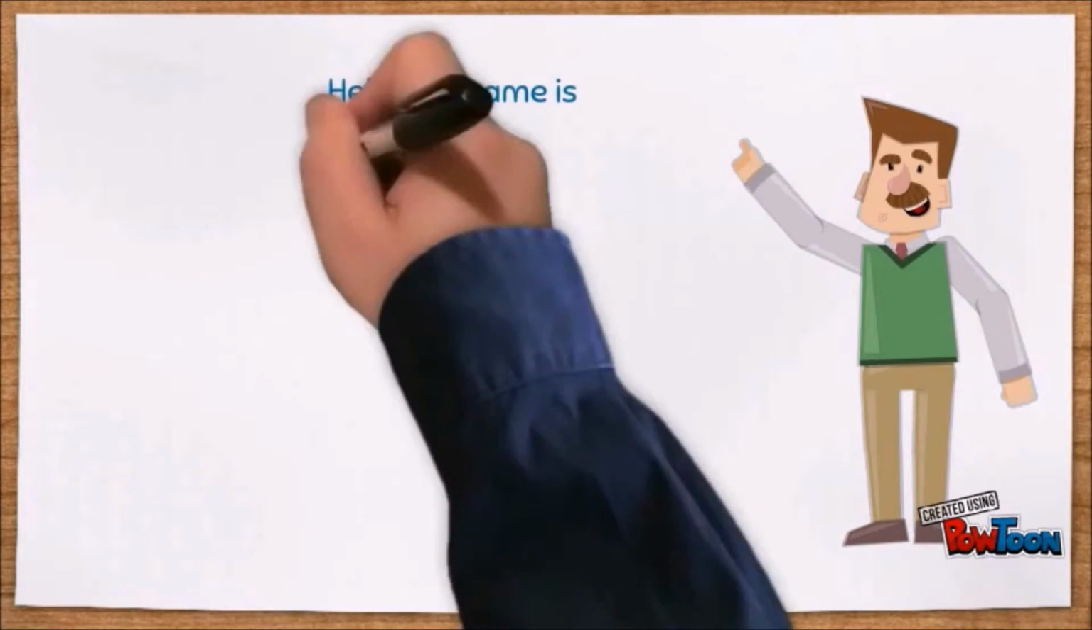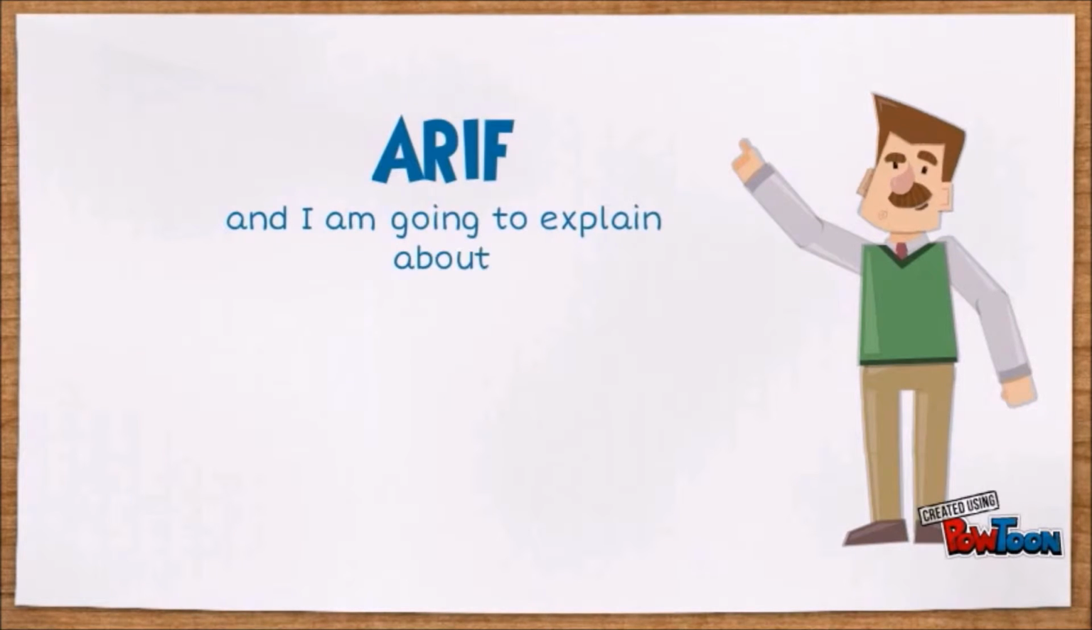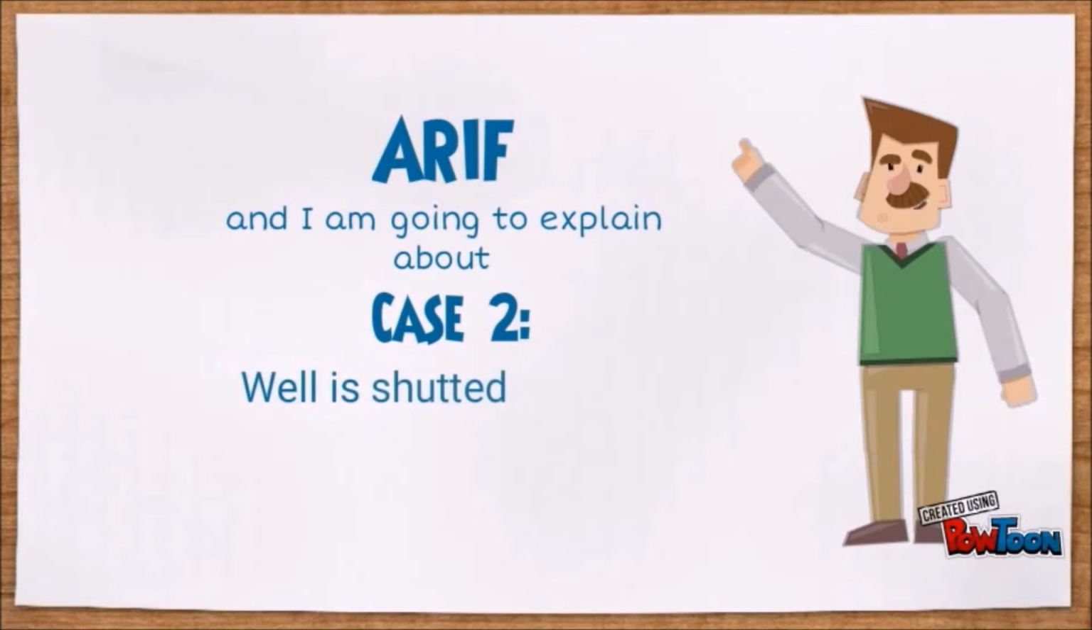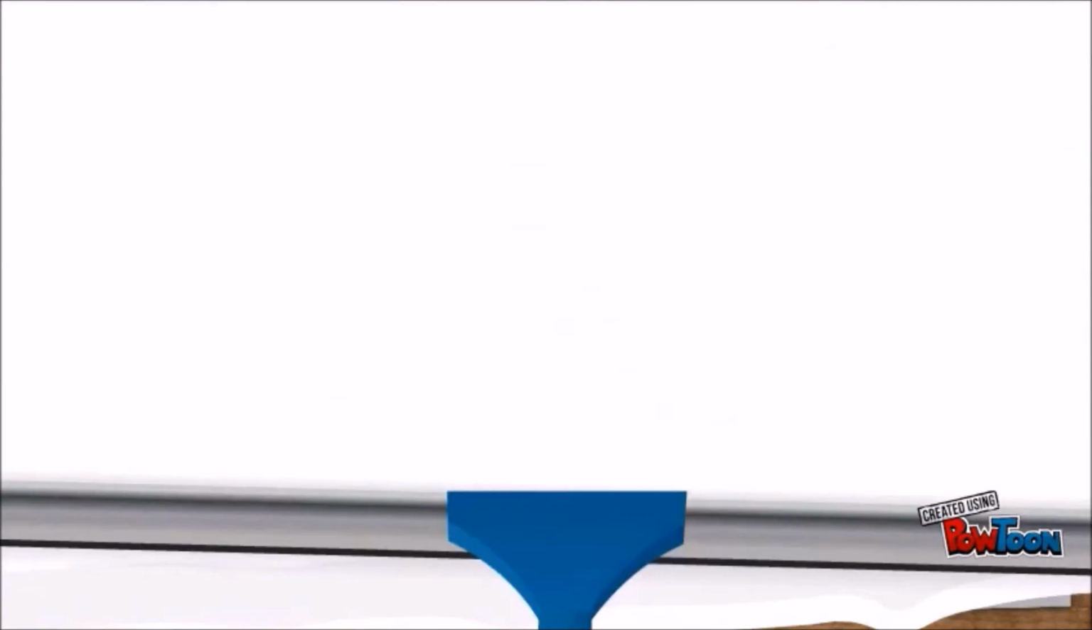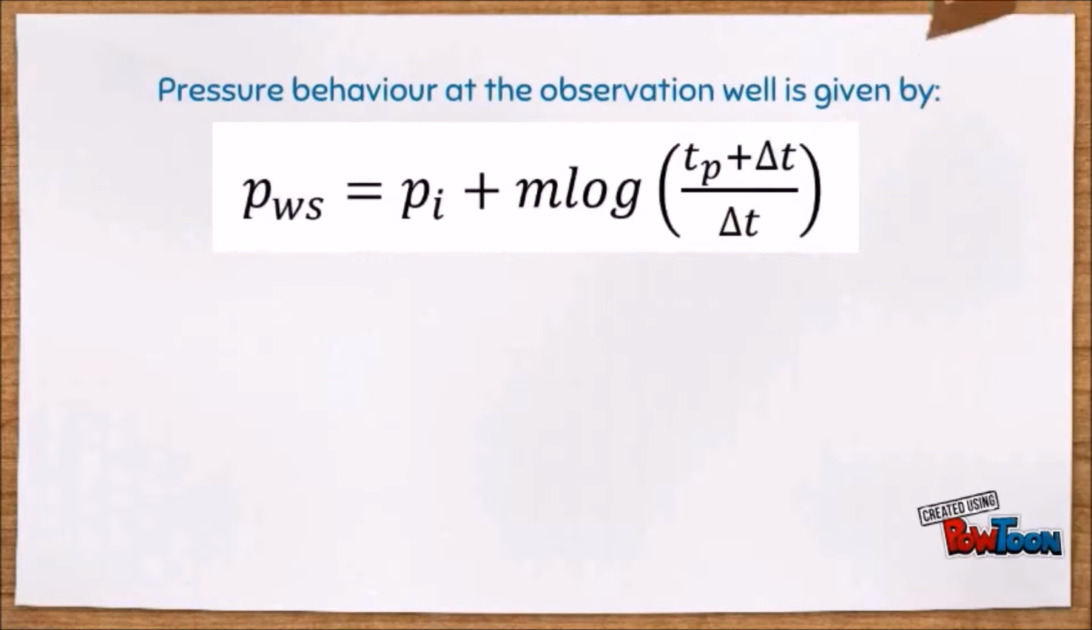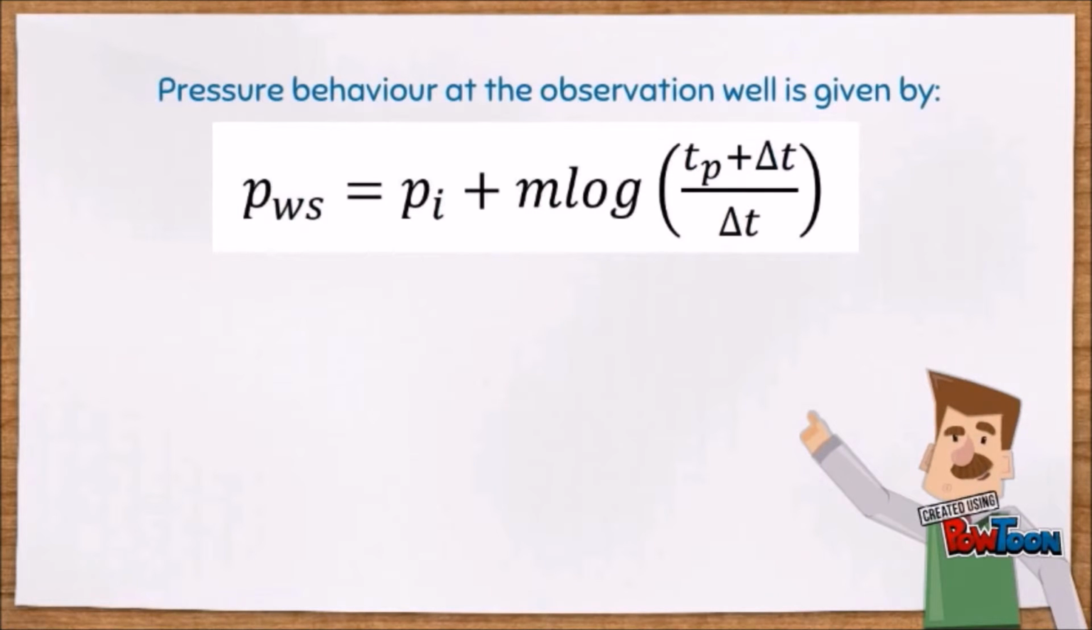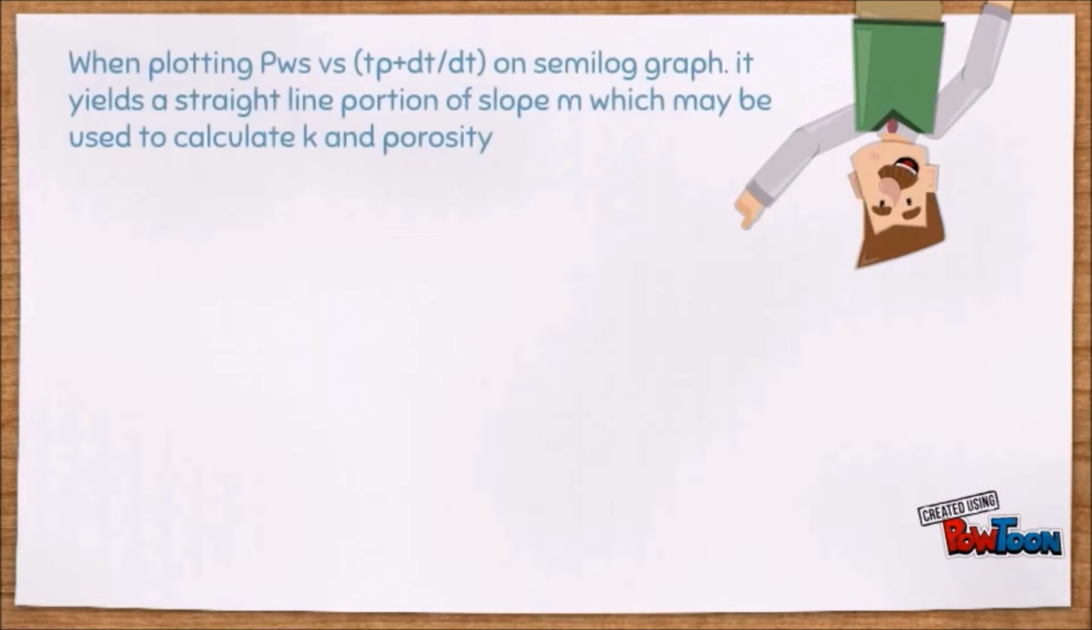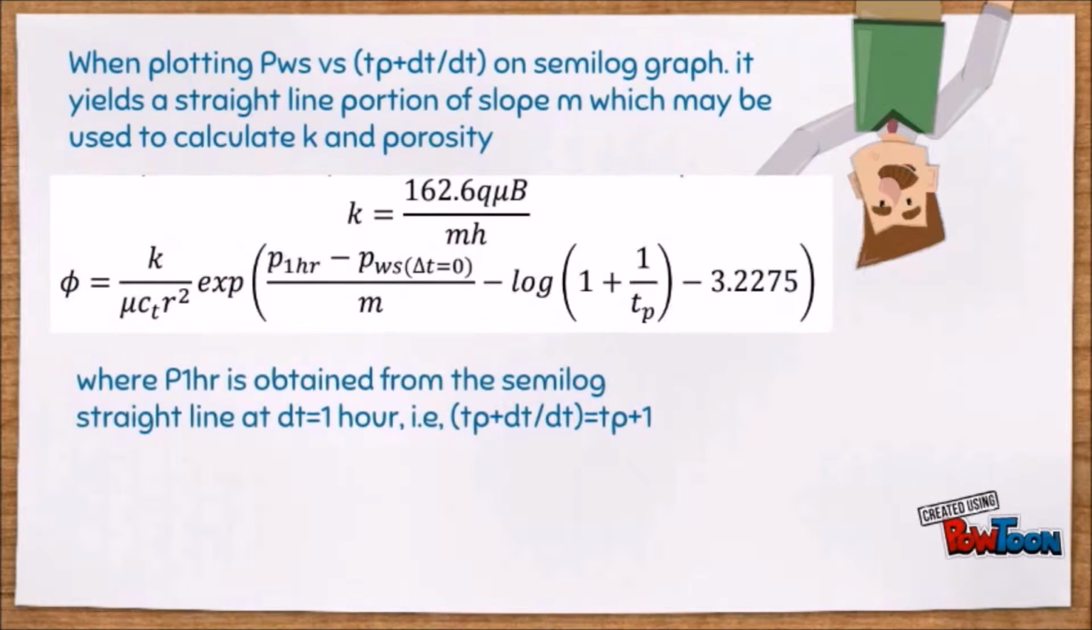I'm going to explain about case 2, which is about well is shut in after producing. Pressure behavior at observation well is given by PWS equal to Pi plus M log bracket Tp plus delta T over delta T. When plotting PWS versus Tp plus delta T over delta T on a semi-log graph, it yields a straight line portion of slope M, which may be used to calculate K and porosity, where P1HR is obtained from the semi-log straight line at dt equal to 1 hour.